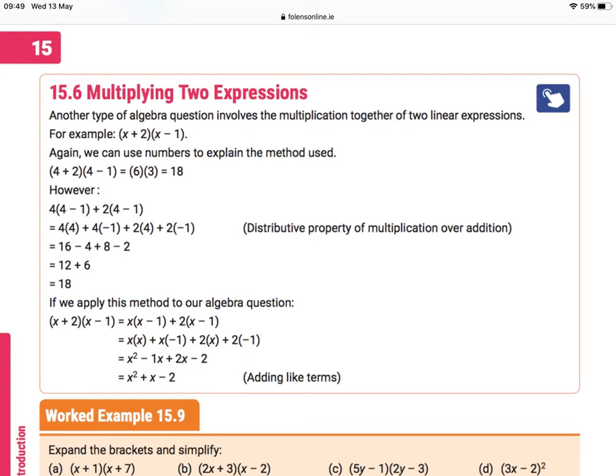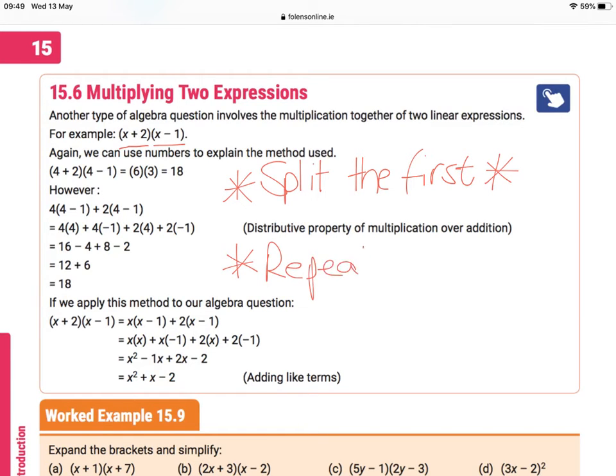Okay, so moving on to the next part, multiplying two expressions. So this time there's a really important phrase when you've got two expressions, so you've two brackets multiplied by each other. And what I want you to remember is this phrase here: split the first and repeat the second. And we're talking about brackets there. So we're saying split the first bracket, repeat the second bracket.